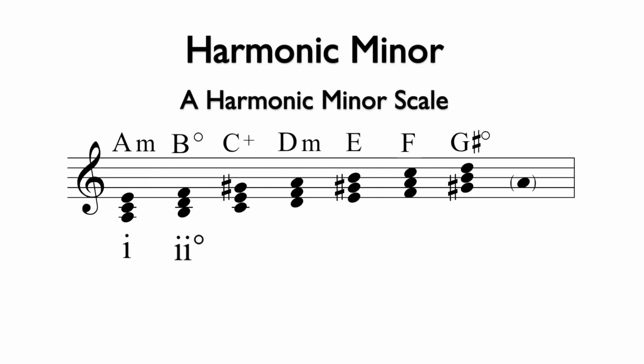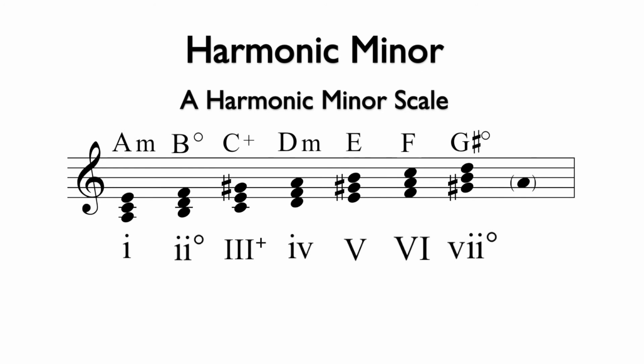With C augmented being the 3rd chord in the key, we will use the uppercase 3 with a plus to show that it is the 3rd chord in the key and it is augmented. 4 is minor and uses a lowercase 4. 5 is major and uses an uppercase 5. 6 is major and uses an uppercase 6. And 7 is diminished and uses a lowercase 7 with a circle. Here are all the triads from A harmonic minor with their chord names and corresponding Roman numerals.